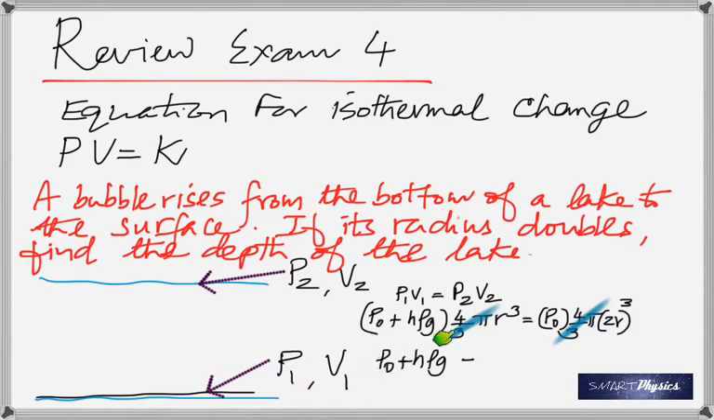And what's the formula for volume of a sphere? 4 by 3 pi r cubed. So that's why you see that there. 4 by 3 pi r cubed, that's volume 1. Should be equal to, at the surface, what do you have? What's the pressure at the surface? Just the atmospheric pressure. That's why you have P naught, and then 4 by 3 pi. Then I say that the radius became double. So it's 2r raised to cube.